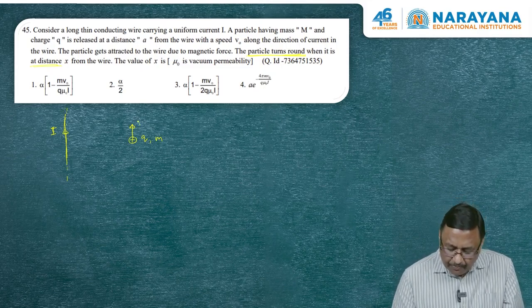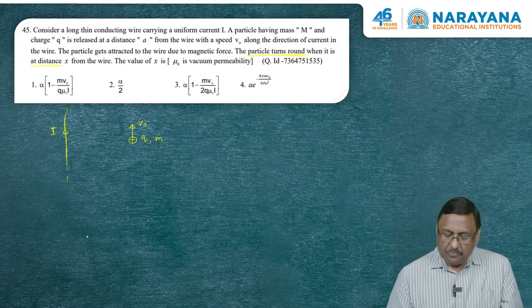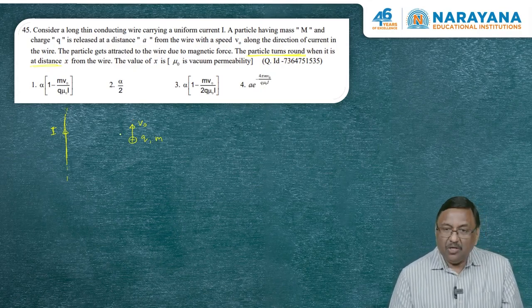So let me say the current direction is up, and I am projecting this particle with a velocity v naught in this direction. If v naught velocity is given to this particle, you know the force which is acting on this is F equals Q into V cross B, or Q V B.